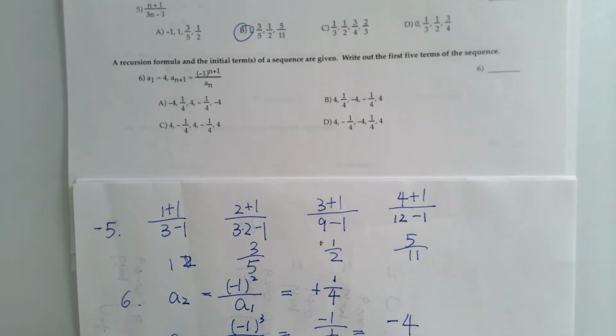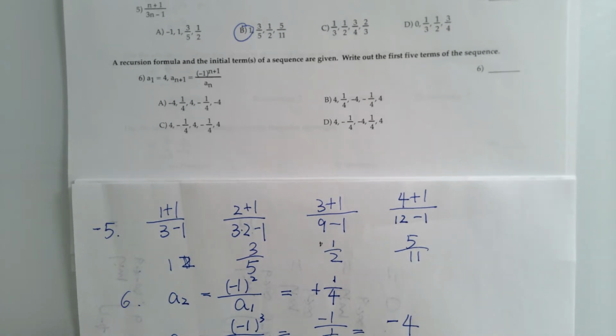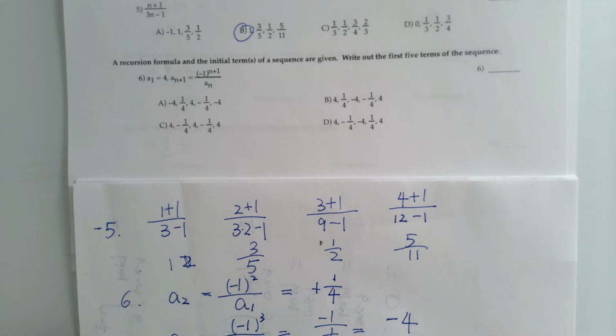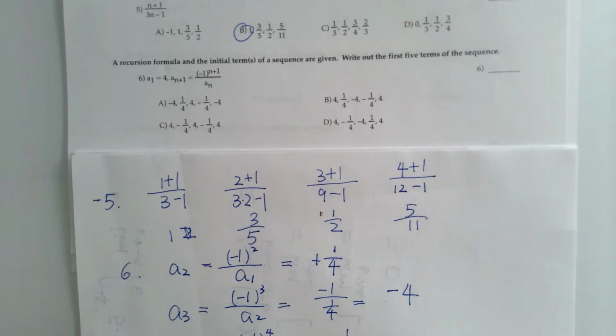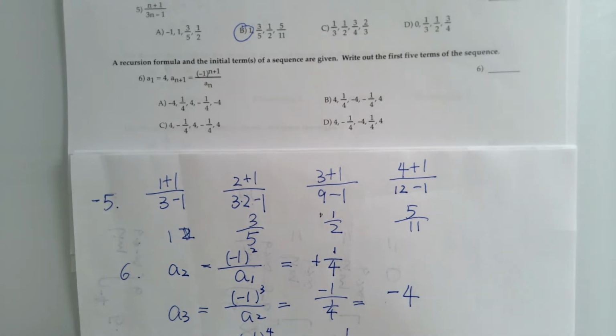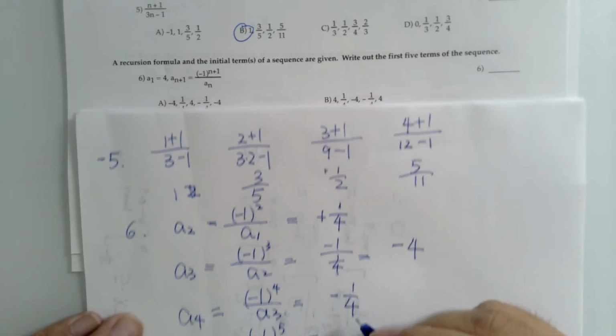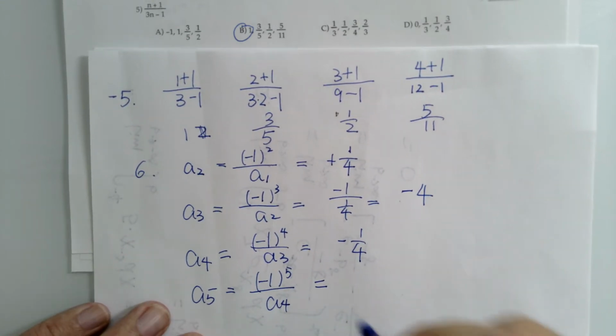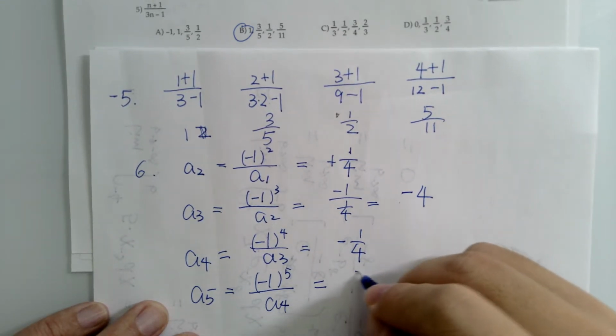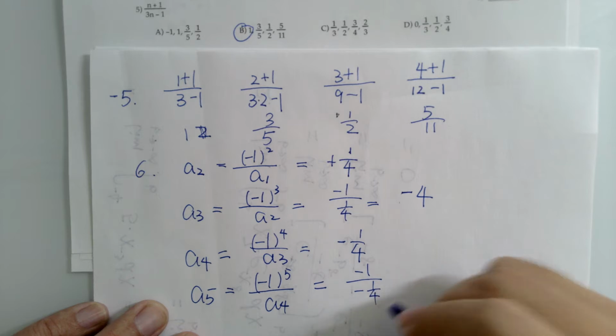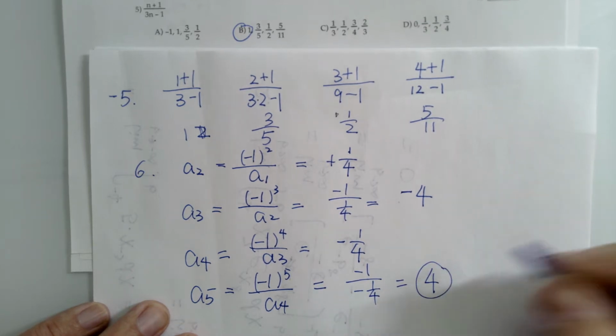And then of course A4 is negative 1 to the power 4 over A3. So you can see it's going to be negative 1 over 4. And then of course A5 is negative 1 to the power 5 over A4. So what we're going to have, excuse me, negative 1 over negative 1/4. It turns out it becomes 4.